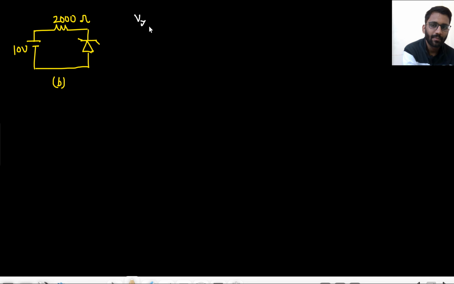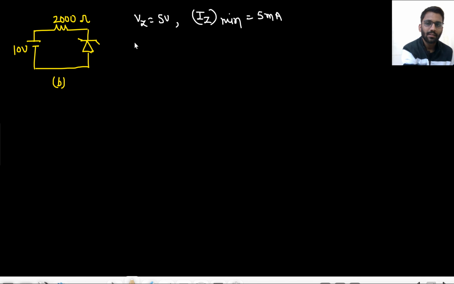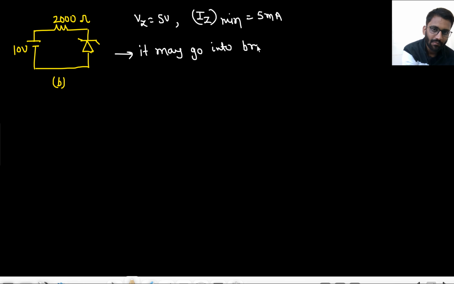What do you feel? You feel that this will go into breakdown, right? Because Vz is 5 volt and Iz minimum is 5 milliampere. Since reverse bias voltage is 10 volt, it feels like it may go into breakdown, because you are applying 10 volt, that is very high. So if it feels like it may go into breakdown, what will you do? You will replace that diode with a battery that is 5 volt.